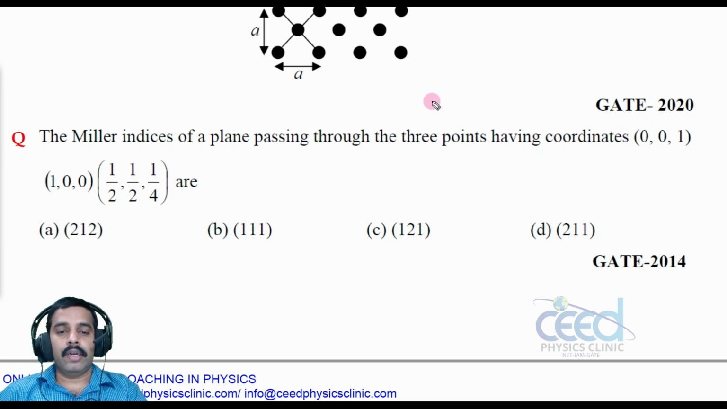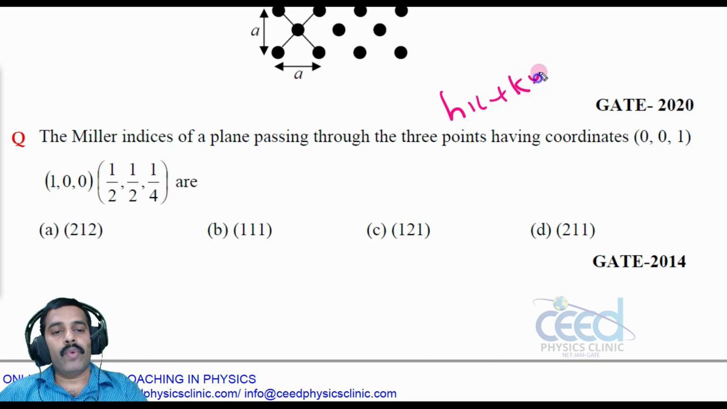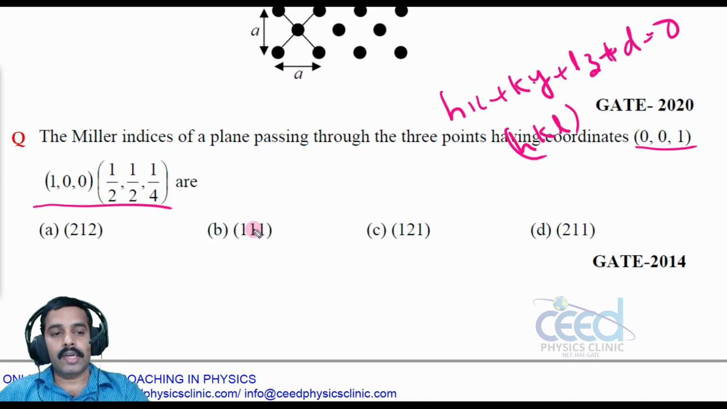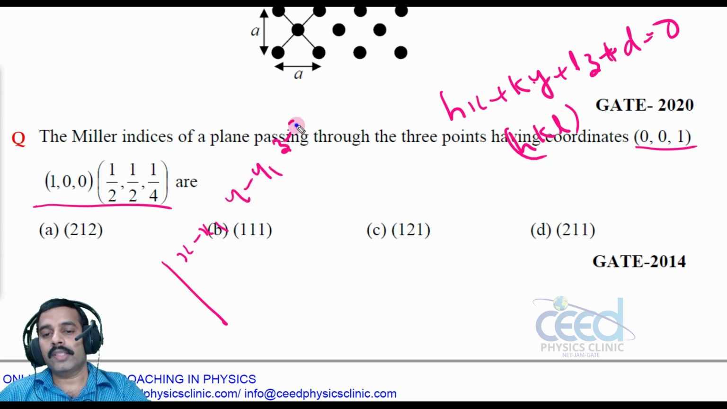Then you will get the Cartesian equation of the plane in the form Hx plus Ky plus Lz plus D equal to 0. You will get an equation in this format, and here HKL represents the Miller indices. So we can form the Cartesian equation of this plane first, and from that we can analyze the HKL values, right? So what is the Cartesian equation of a plane if 3 coordinates are given? x minus x1, y minus y1, z minus z1. This is the determinant form we have discussed, right?